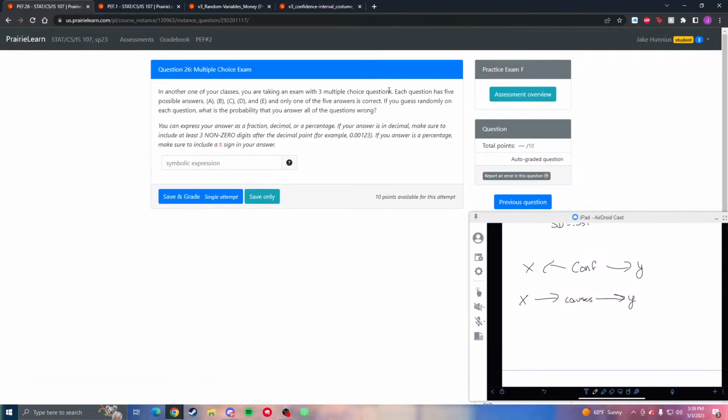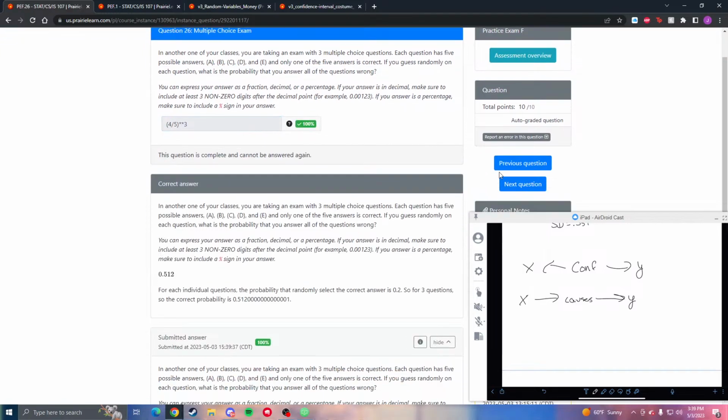Each question has 5 possible answers, so 4 wrong answers. If we guess randomly on each question, what is the probability that we answer all of them wrong? Well, the probability of getting one of them wrong is 4 over 5. The probability of getting all 3 of them wrong is 4 over 5 cubed.